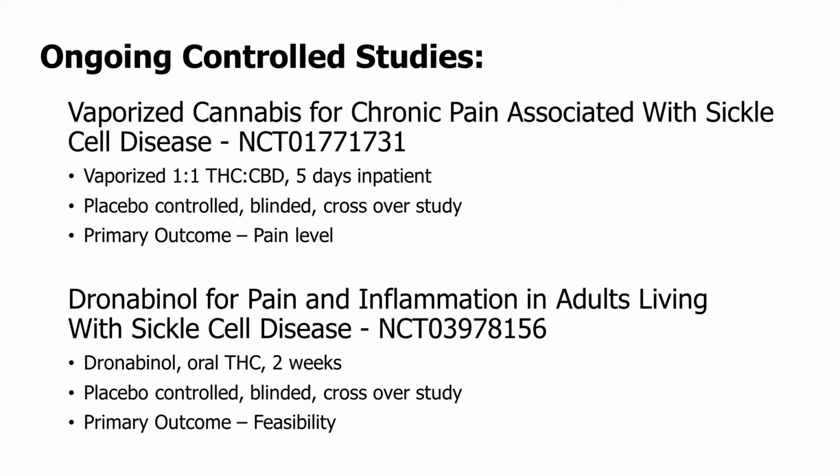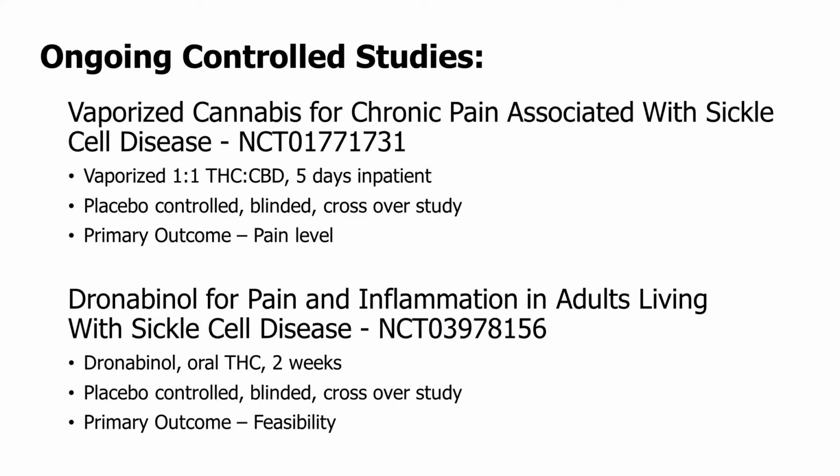So they used a vaporized 1-to-1 THC CBD blend. Patients were admitted for 5 days and were given the inhaled product while they were admitted. This was a crossover study, so every patient agreed to be admitted twice, and one time they got placebo and one time they got drug. The primary outcome of this study was pain level, though they also did look at inflammatory markers as well to see if that same murine anti-inflammatory effect would show up in people.